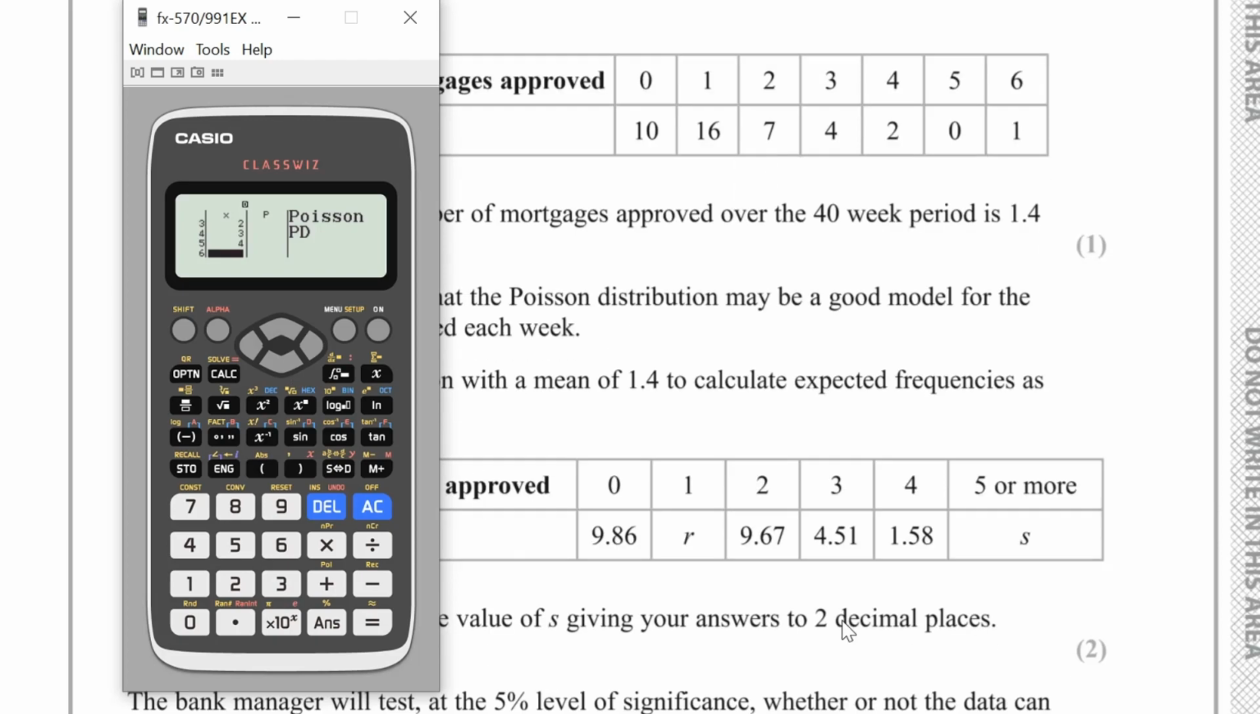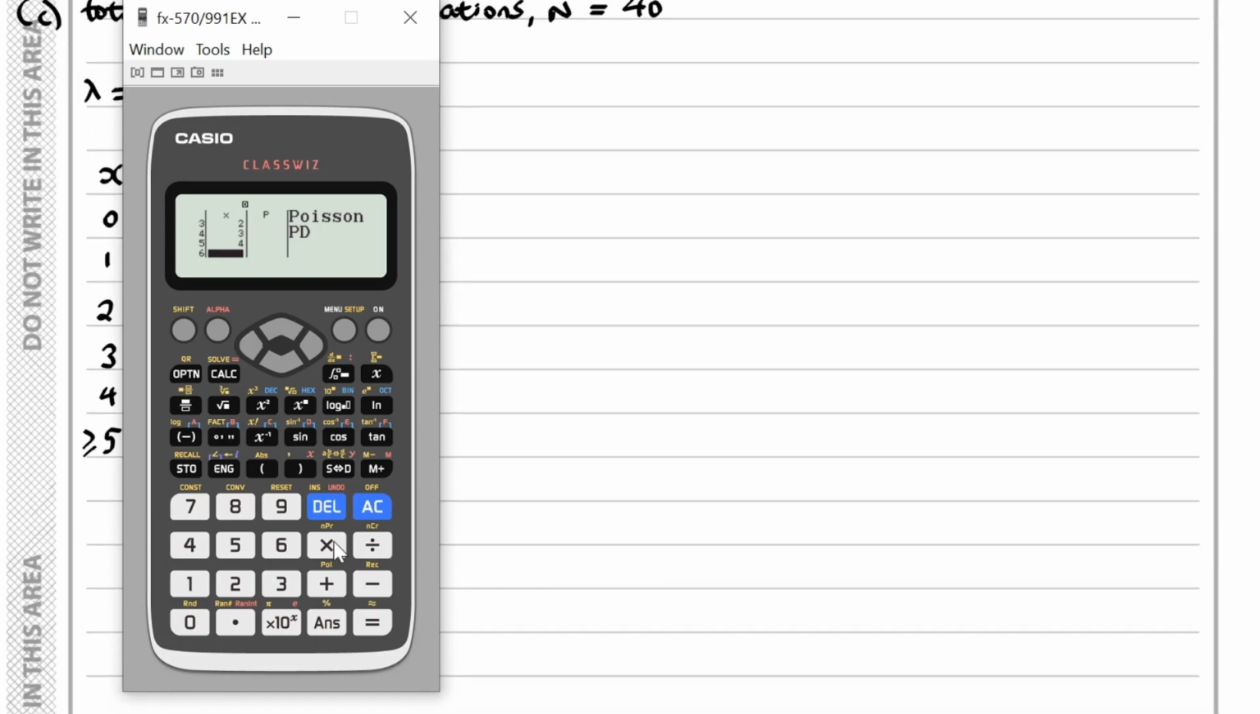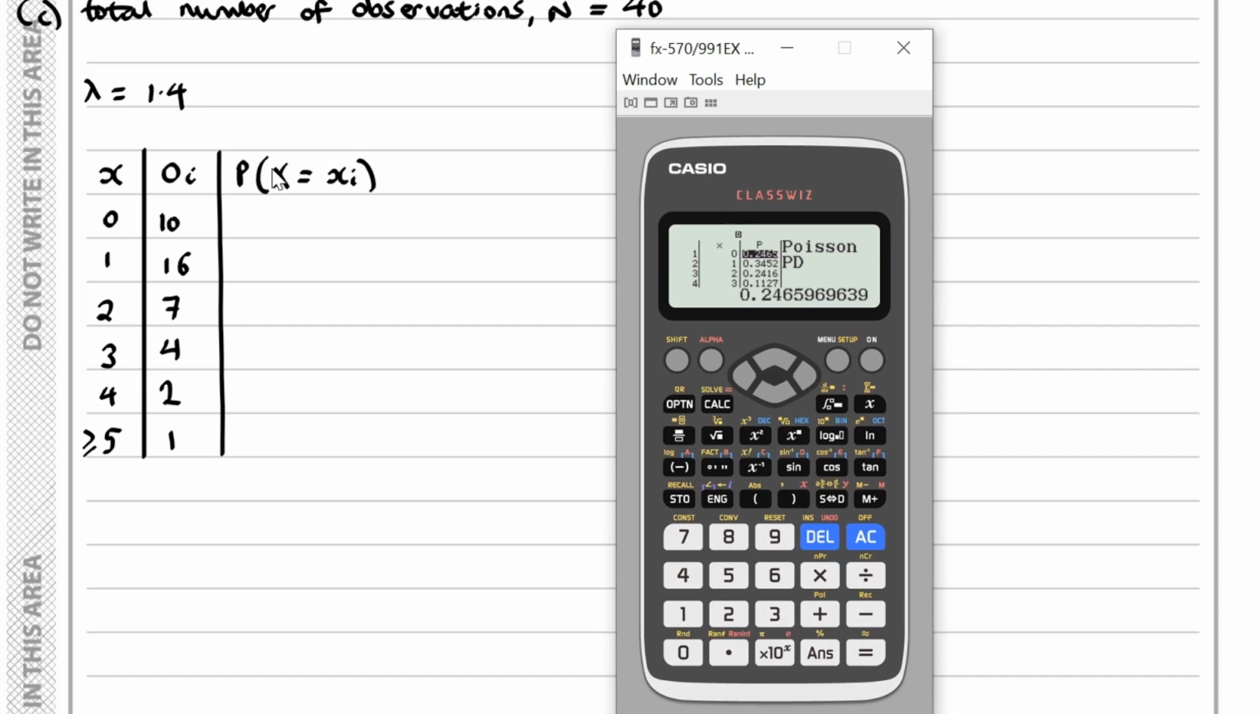So let's just go up to 4 for now, and then for 5 or more we'll do 1 minus all that. So working this out, we have 0.2466. We'll put this to 4 decimal places for now. So here we have 0.2466, and what we'll do as well, we'll store these values. So we'll store this into A.